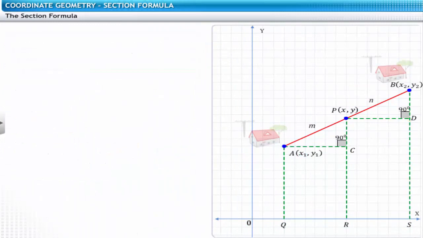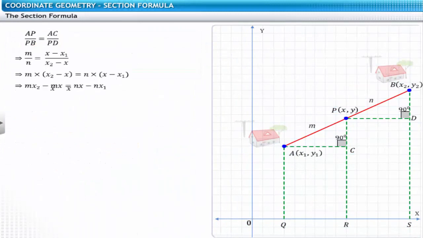Earlier, from equation 1, we get AP divided by PB is equal to AC divided by PD. Substituting the values of AP, PB, AC and PD in the ratio of the corresponding sides, you get m divided by n is equal to x minus x1 divided by x2 minus x. Rearranging the expression, you get x multiplied by m plus n is equal to m x2 plus n x1. Simplifying the expression, you get x is equal to m x2 plus n x1 divided by m plus n.